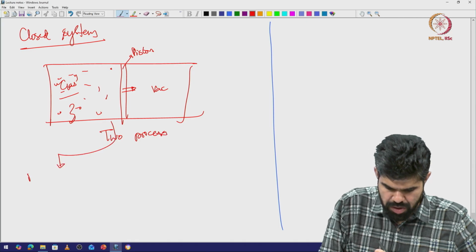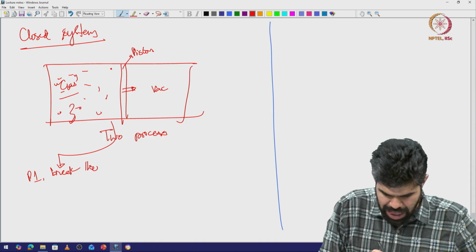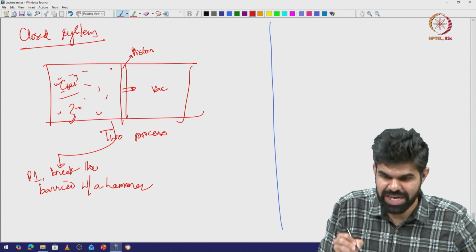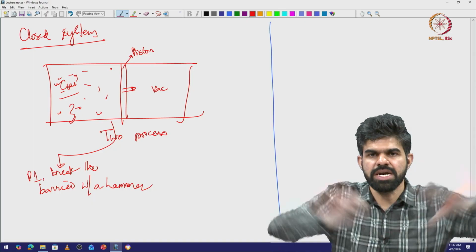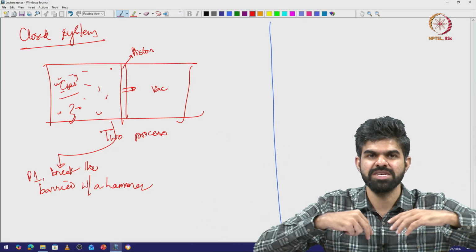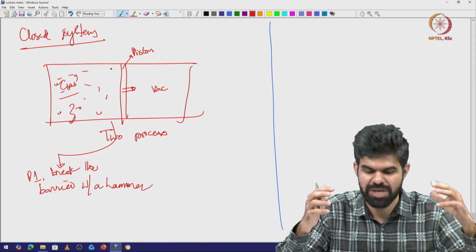Process 1, break the barrier with a hammer. That is a sudden expansion of this gas into vacuum. So, that is expansion into free space or into vacuum, a sudden expansion.